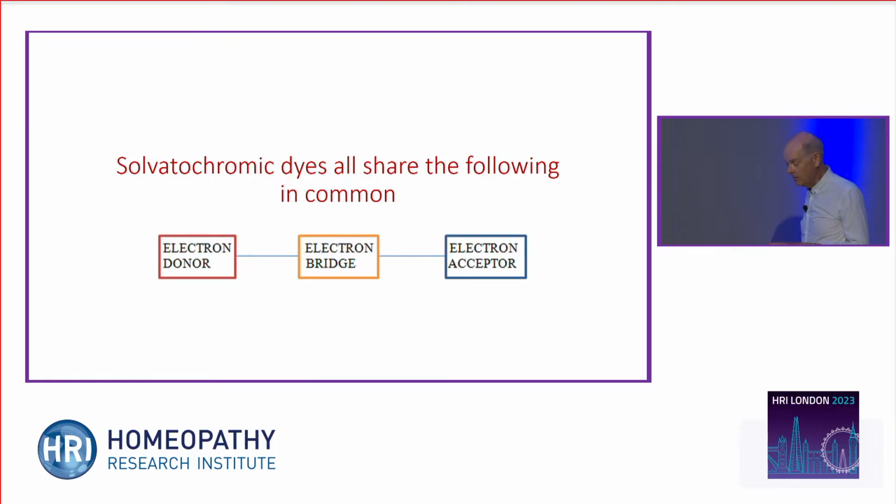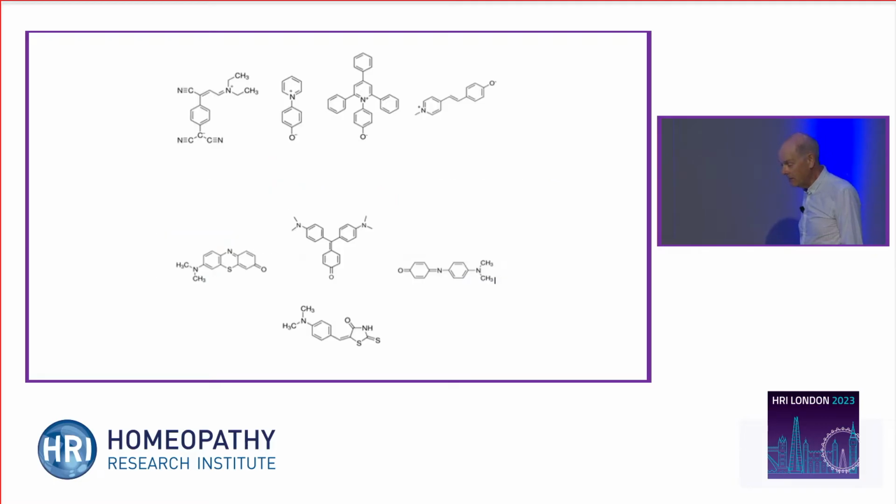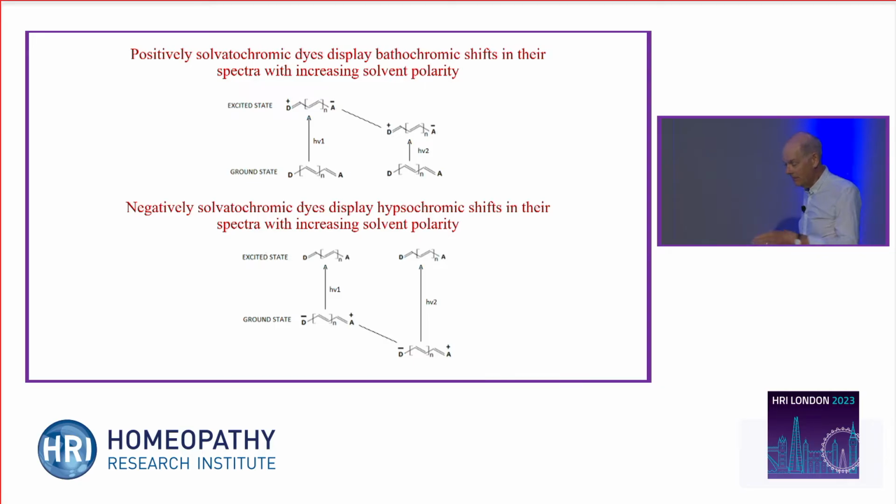They all share a common structure, which is electron donor, electron bridge, and electron acceptor. And for those of you who like chemical structures, the top 4 are negatively solvatochromic dyes, which means their spectrum blue shifts as the solvent becomes more polar, and the bottom 4 are positively solvatochromic dyes, which means their spectra redshift as the solvent becomes more polar. That's just a diagram showing basically what happens. The bathochromic is red and hypsochromic is blue.